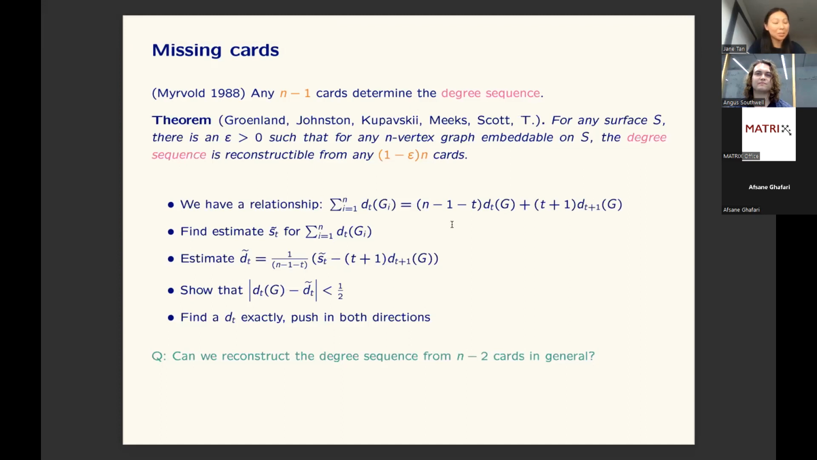I mean, surely the answer should be yes. In general, it's conjectured that for n large enough, we should be able to reconstruct the degree sequence from n-k cards, certainly. But yeah, that's something that's difficult at the moment.